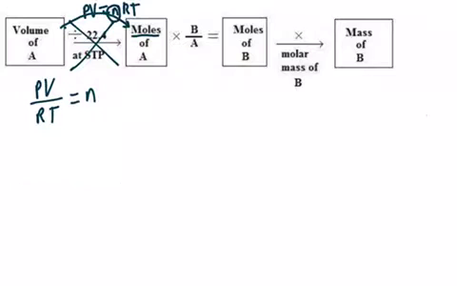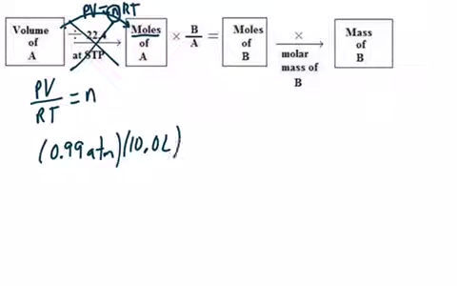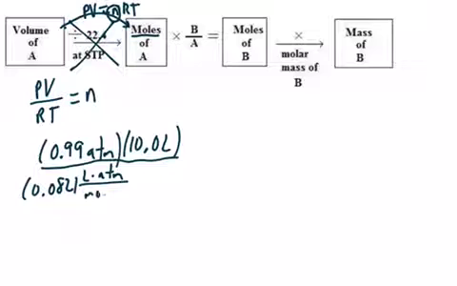So let's go over here and plug in these values. The pressure is going to be 0.99 ATMs. The volume was 10 liters. Remember, if it's in milliliters or another unit, you have to change it to liters. R is 0.0821 liter atmospheres over mole times Kelvin. And then your temperature was 298 in Kelvin. And this will give us moles.